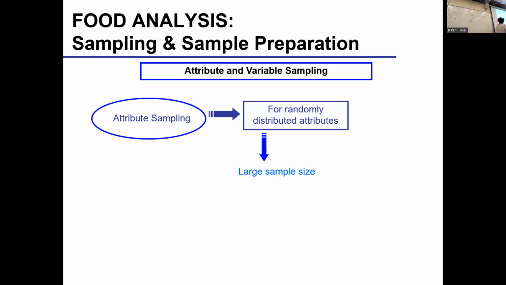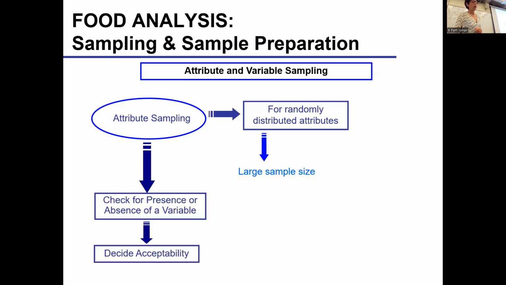So this is an attribute that is not generally homogeneous throughout your product. It's not predictable, so you take a large sample size. That means you take a lot of different samples from multiple locations to ensure that your product, the whole lot, is safe. So here we are checking presence or absence of a random variable that cannot be predicted, of where it could be present, and then we decide acceptability.